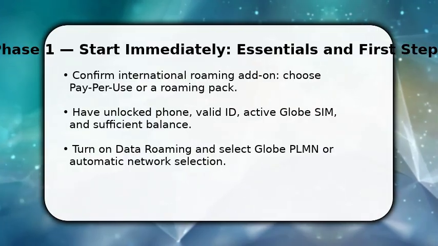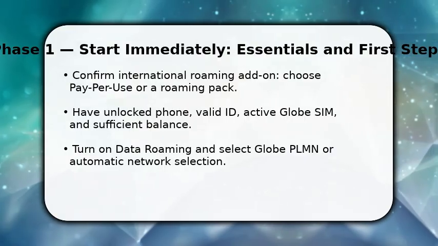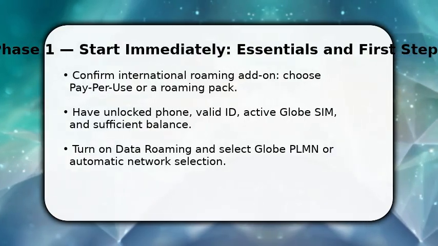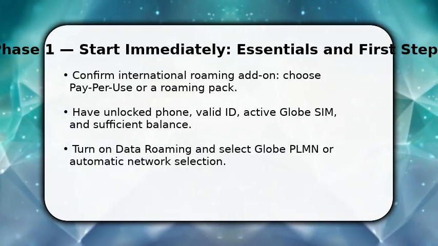method. Then go to Settings, open Mobile Network, and enable data roaming. Once done, select Network manually if automatic fails. This gets you connected at the first possible tower.